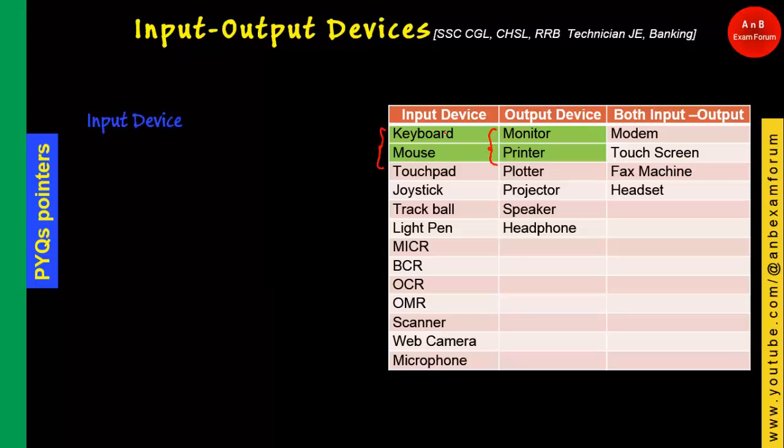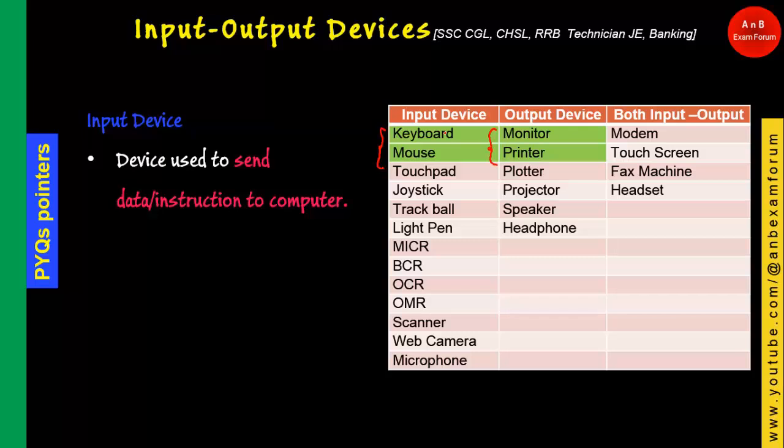As all of us know, input devices are the devices which are used to send data or instructions to the computer. In the basics of computers, we have seen there are input devices, one CPU, and afterwards an output device. So input devices are generally used to send data or instructions to the computer.